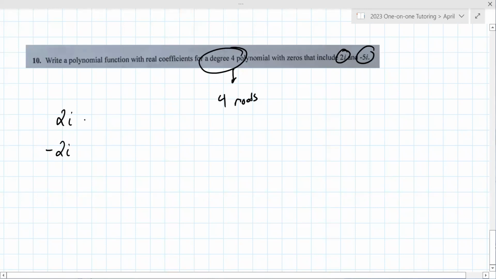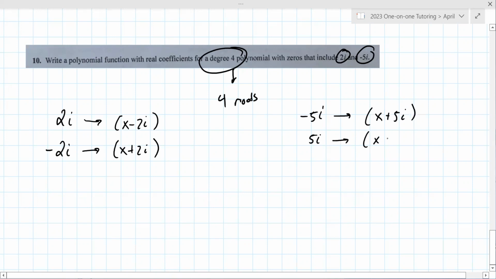All right, so this corresponds to x minus 2i. This one corresponds to x plus 2i. Same thing with the minus 5i, comes in a pair, x plus 5i, x minus 5i, and you need to multiply all of these together here. So why don't you try doing this first one, and I'll confirm. If you have questions, you can ask, and then I'll do the other one here on the right.